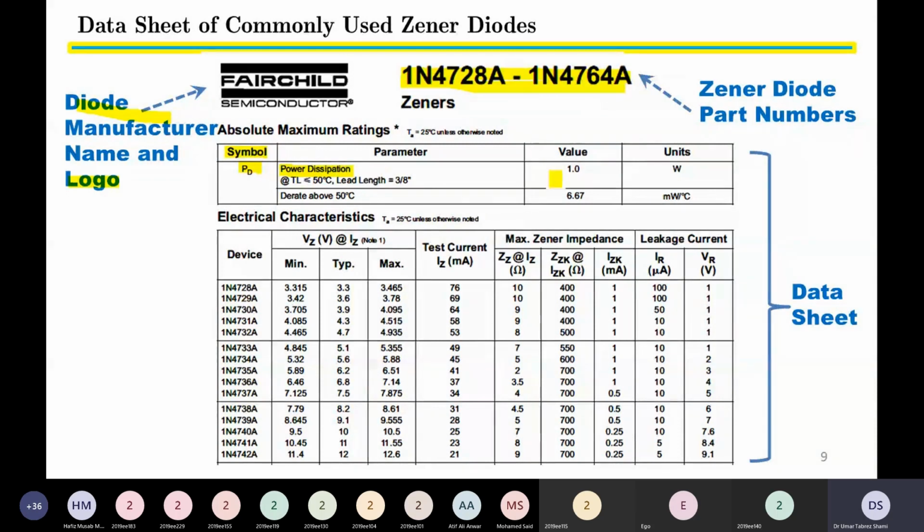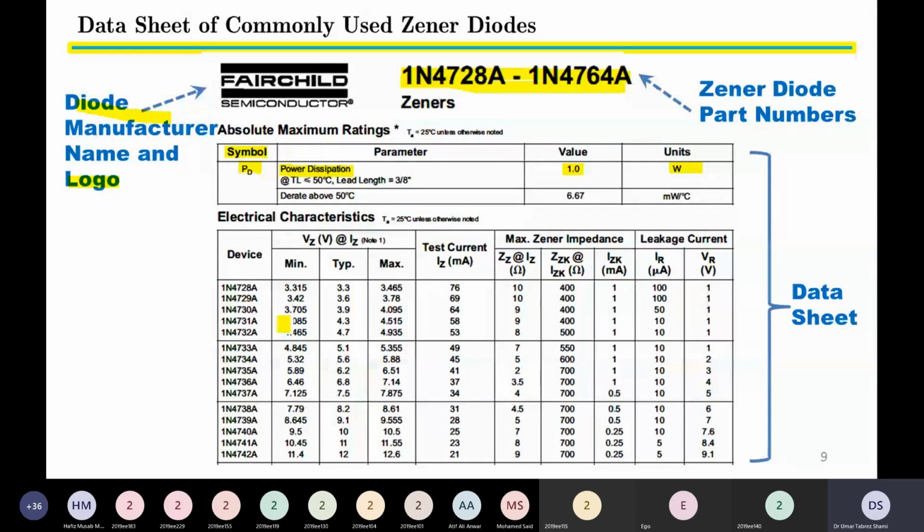And what is the power dissipation? The power dissipation for all the Zener diodes within these provided part numbers will be 1 watt. So if we are using a Zener diode within these model numbers or part numbers, then their power dissipation will be 1 watt.